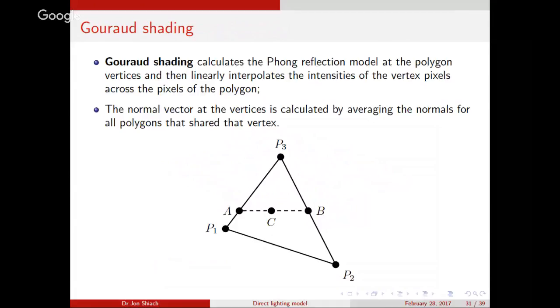Similar for B. So we interpolate between P3 and P2 the intensity of that Phong reflection model. So at A and B, you'll have some intensity for your pixels. And then all you do, to find the intensity at pixel C, is interpolate between A and B. And this is an example of Gouraud shading.